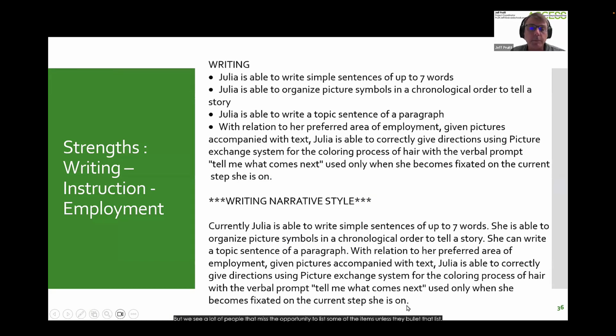I think that a lot of people are used to writing it in the narrative way, but we see a lot of people that miss the opportunity to list some of the items unless they bullet that list. So either way, there's no wrong way to do it. Both ways are fine as long as you are listing all of the things that you are doing. I don't want you to get lost. I don't want us to lose that picture exchange system in the narrative.